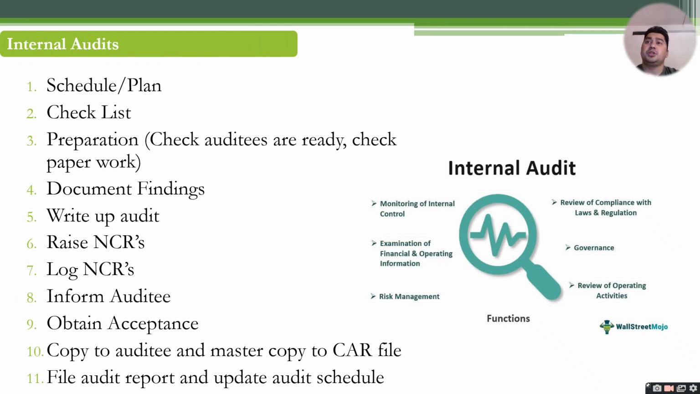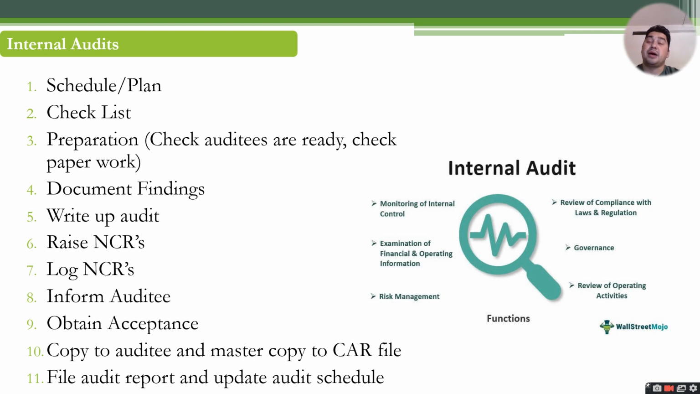Now, internal audit should be scheduled and it should be planned. You can use a checklist. A checklist is always better, but you have to use it wisely. Do not always work inside the box. You should not always stick to the checklist. If there is something else, you should identify it during the audit.